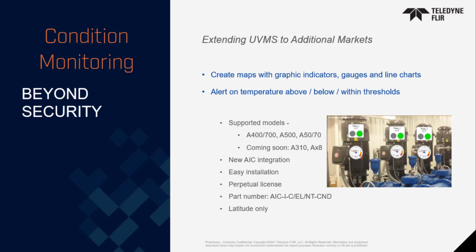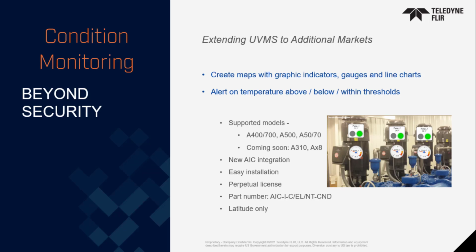The condition monitoring plugin allows VMS operators to monitor temperature data from FLIR thermal imagers in a visual way, and to be alerted upon temperature readings above or below pre-configured thresholds. This integration currently supports the A400 and A700 models, as well as the A500, A50 and A70 cameras. A version supporting the A310 and the AX8 will be coming later this year.